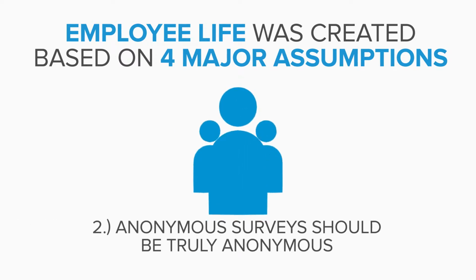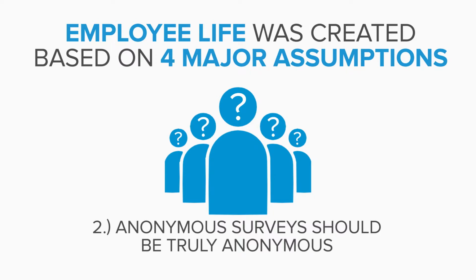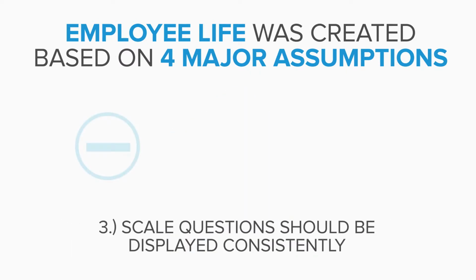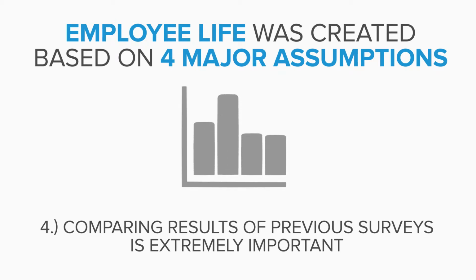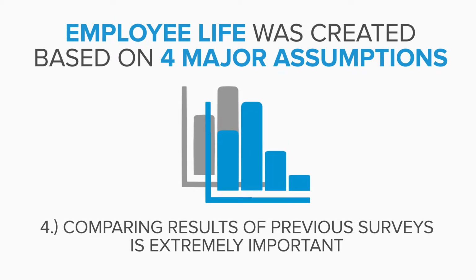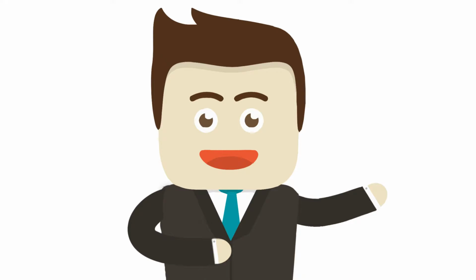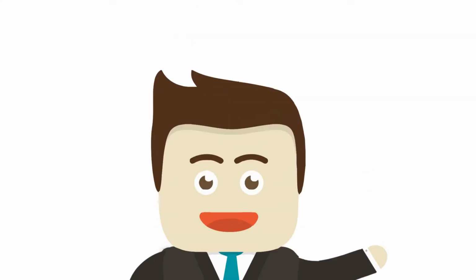Secondly, anonymous surveys should truly be anonymous. Thirdly, scale questions should always be displayed consistently, from left to right, negative to positive. And finally, comparing results of previous surveys is extremely important. We're going to take a look at each of these now.